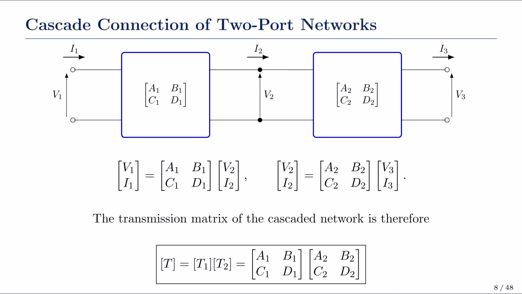The transmission matrix of the cascaded network is simply the product of the individual transmission matrices. Therefore, if the 2 networks have matrices T1 and T2, the overall matrix is T equal to T1 multiplied by T2. This simple multiplication property is the main reason transmission parameters are so useful for analyzing cascaded two-port networks.